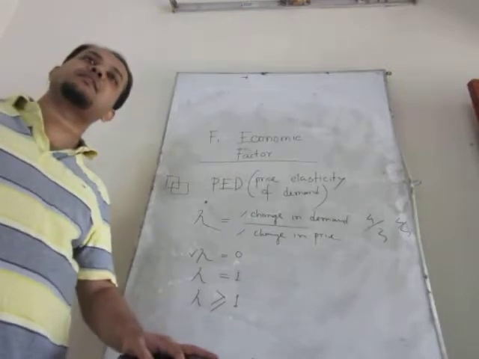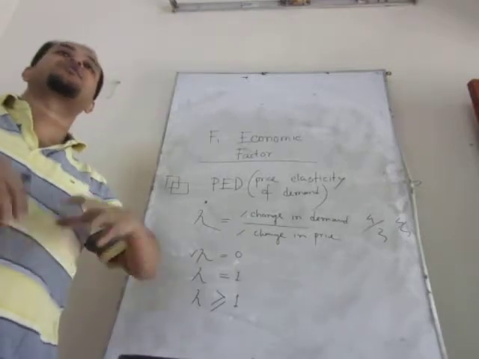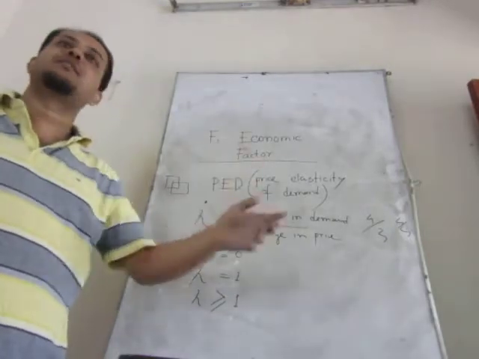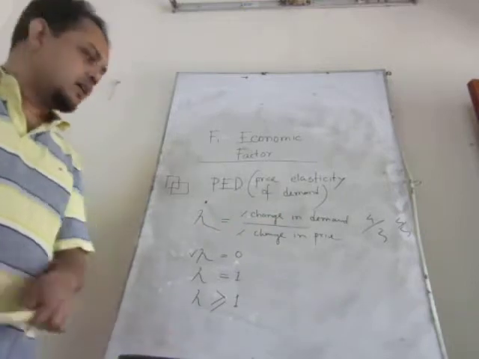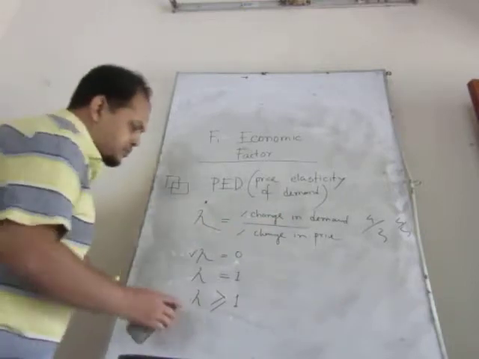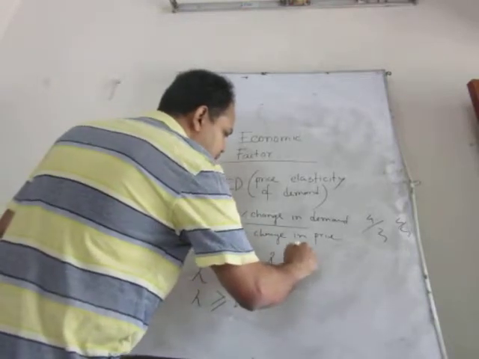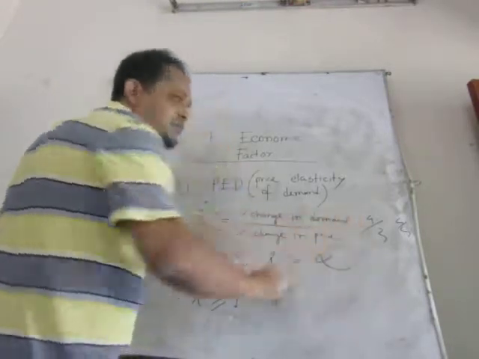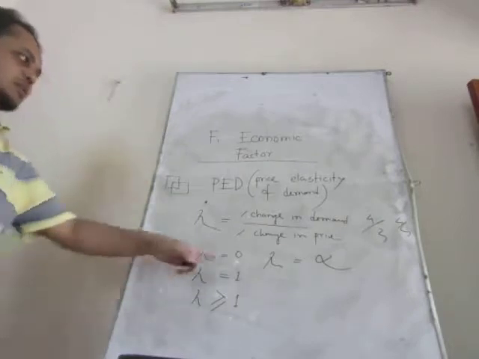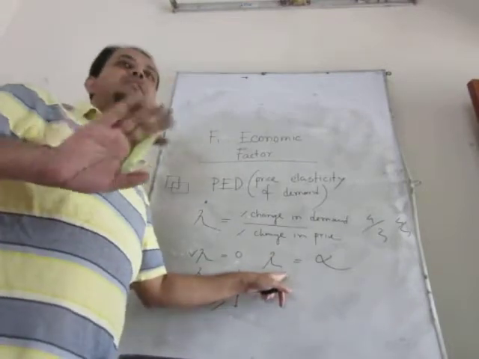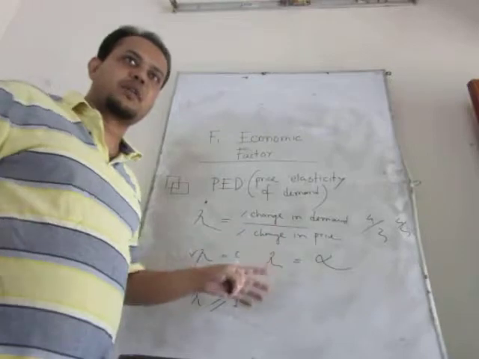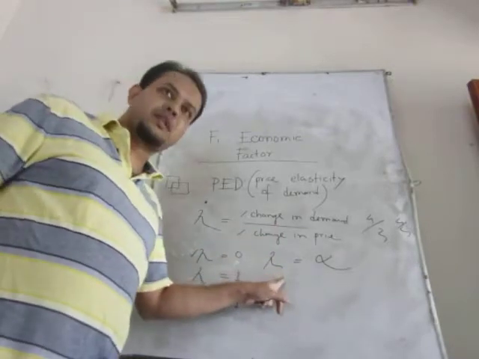Why is the product elastic? Because here the product is much more responsive to the changes in the price. Clear? So the highest value of lambda may be infinity. This is called a perfectly elastic product. We will discuss it according to the graph later on. This is called a perfectly elastic product.